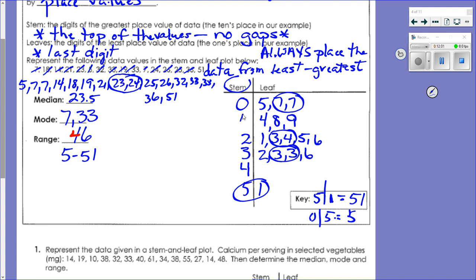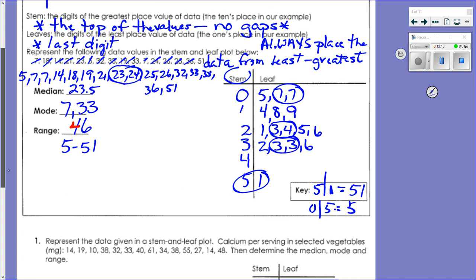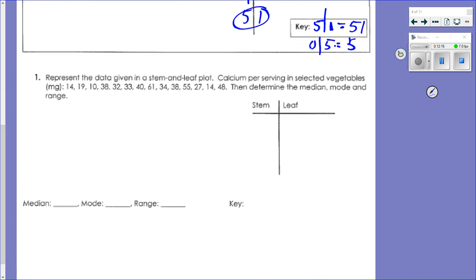Easy enough? Okay, does this make sense to you guys? How many of you guys think you can do one on your own now? Okay, I'm going to give you guys a chance. I'll give you, we'll say, 4 minutes to do number 1. You can work together as a table if you would like, or do it by yourself.